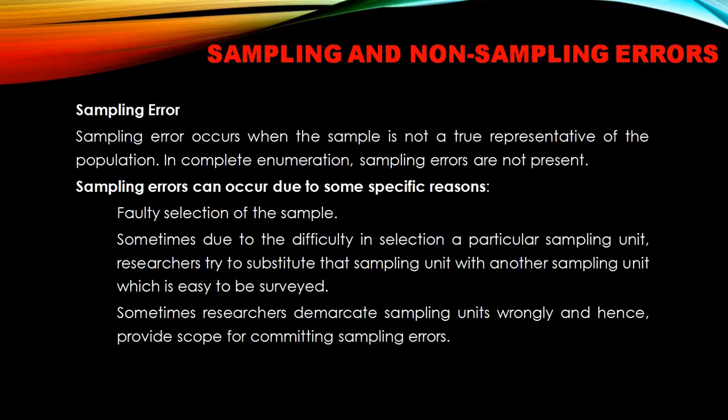Okay, so what could be the various errors that can occur, and for what kind of reasons? Let us get into the reasons why we encounter sampling errors. First and foremost, faulty selection of the sample. I selected a wrong sample altogether. Second, sometimes due to the difficulty in selecting a particular sampling unit, the researcher tries to substitute that sampling unit with another sampling unit which is easy to survey.